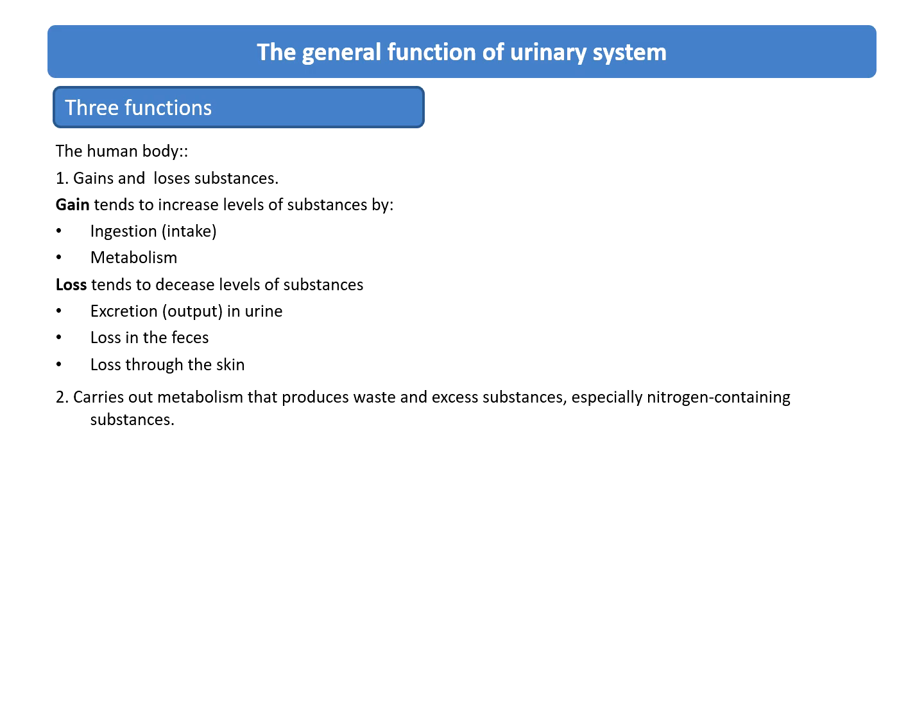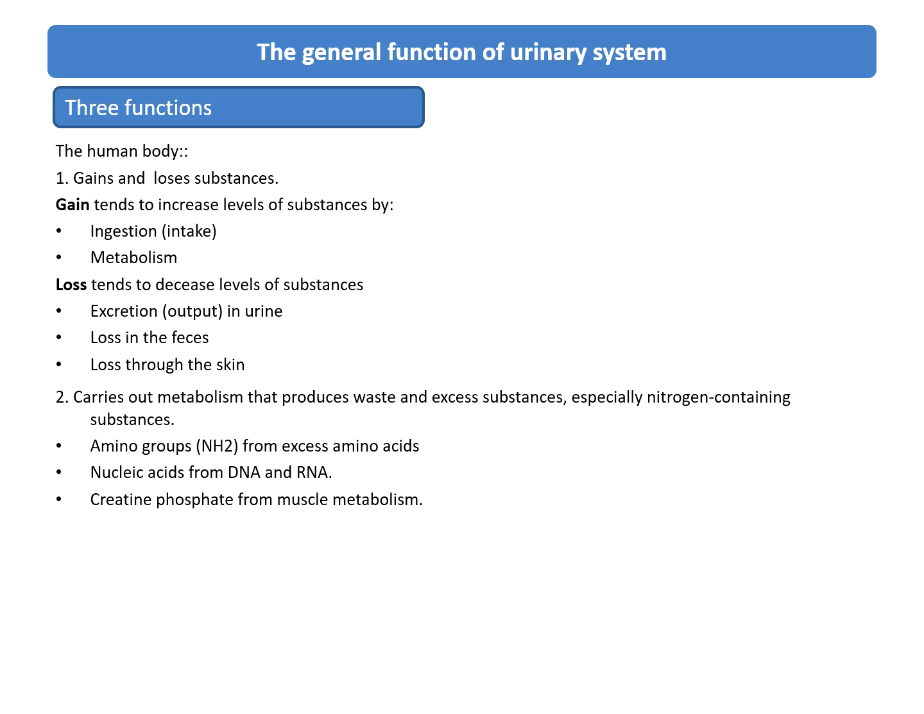The human body carries out metabolism that produces waste and excess substances, especially nitrogen-containing substances. A problem with animals is they have no way of storing nitrogen-containing substances. So these substances pose a pretty big waste management problem. For example, the amino groups from excess amino acids, nucleic acids from DNA and RNA, and creatine phosphate from muscle metabolism.